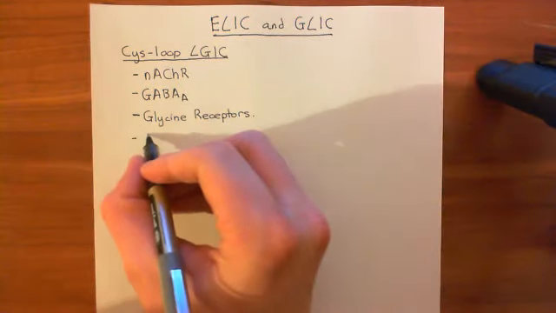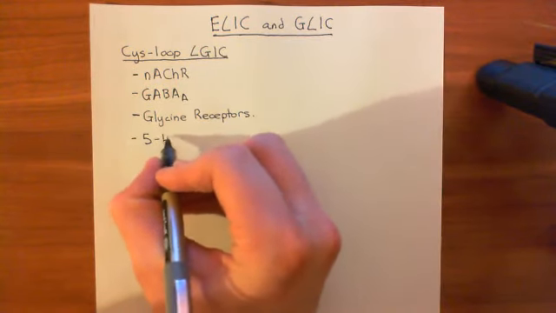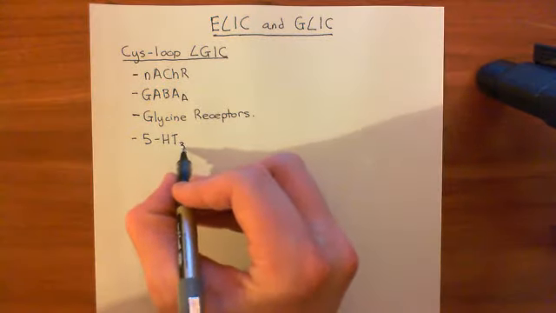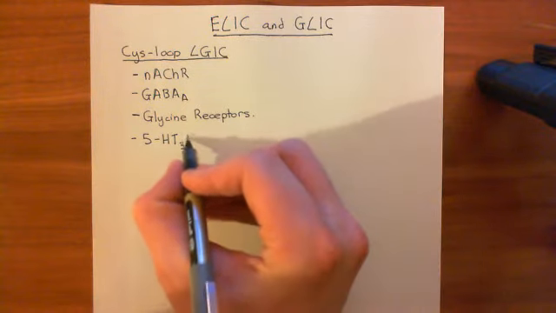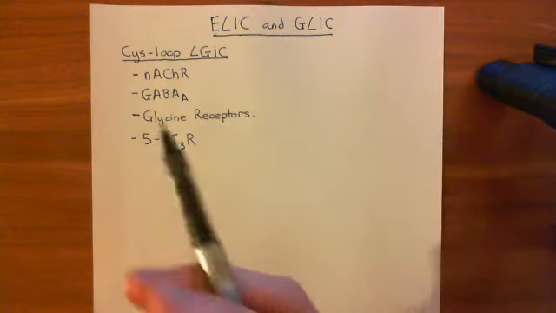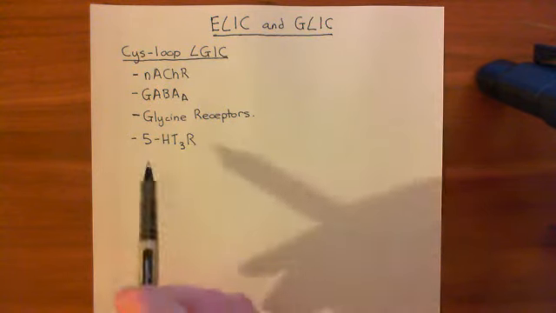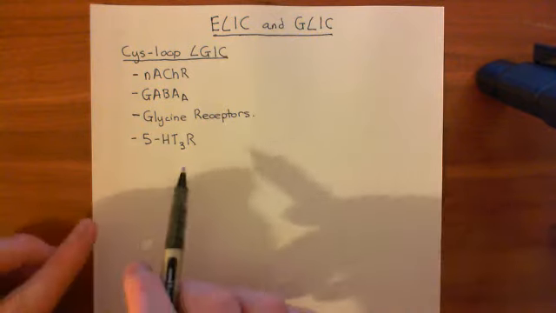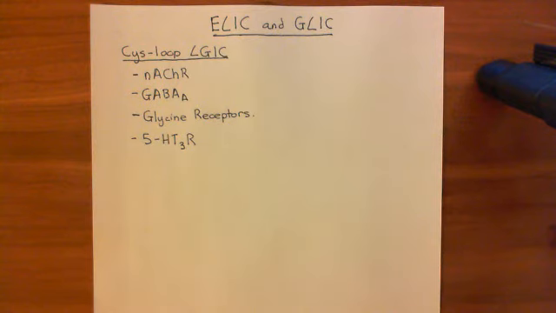And finally, the other example is a receptor to 5-HT, 5-hydroxytryptamine, also known as serotonin, and this is the type 3 serotonin receptors. So you might want to put an R at the end to show that it's a receptor. There are many different types of serotonin receptors, most of which are G protein coupled. For instance, the 5-HT1 receptors and the 5-HT2 receptors are both G protein coupled, but then 5-HT3 is one of these cis-loop ligand-gated ion channels. And this family of 5-HT receptors are the only known receptors for serotonin that are ligand-gated ion channels.